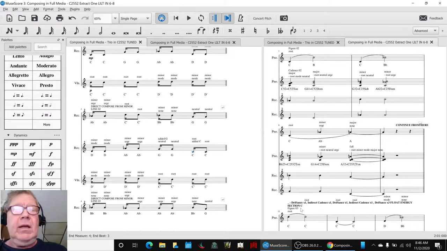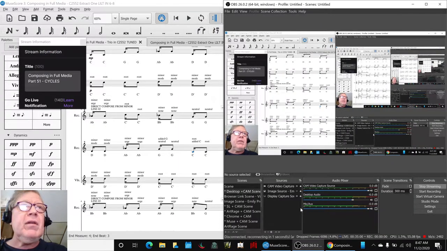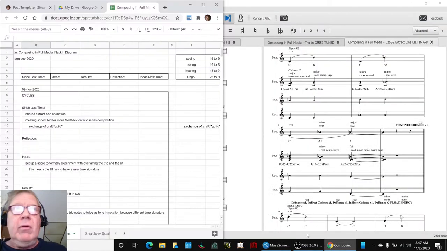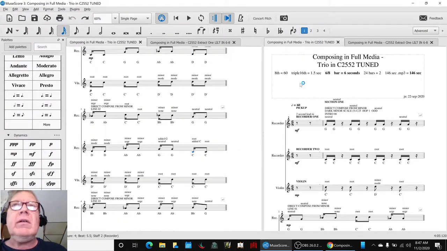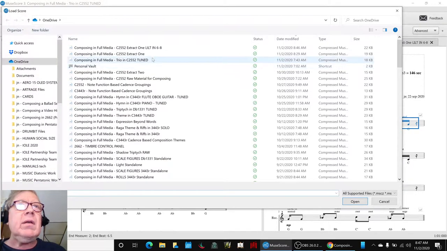Alrighty, ladies and gentlemen, this is a recap of Composing in Full Media Part 51 Cycles. Today, we decided to jump into a formal overlay of Extract 1 and the trio. So Extract 1 is the trio is this. And then Extract 1 is this.